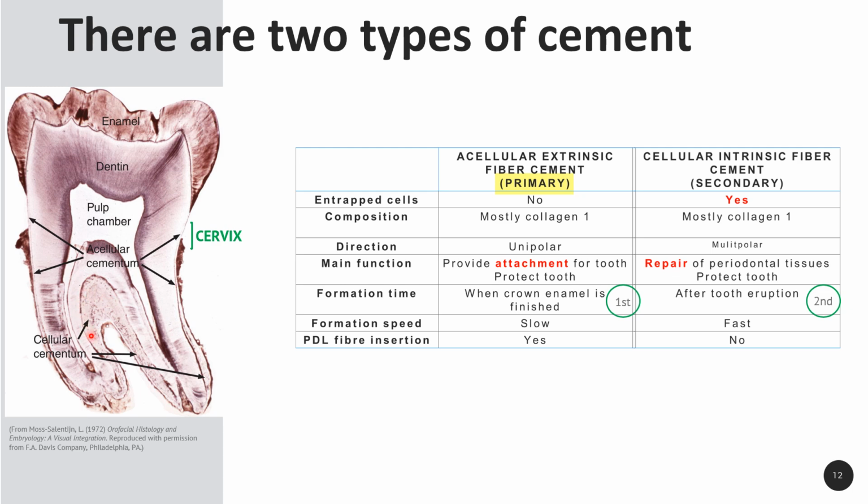So let's go back to the diagram here. Cellular cement, this thicker layer on the outside, sorry, on the inside, underneath the tooth, and also you can have a little bit at the bottom, but it's not as associated with the PDL like the primary.